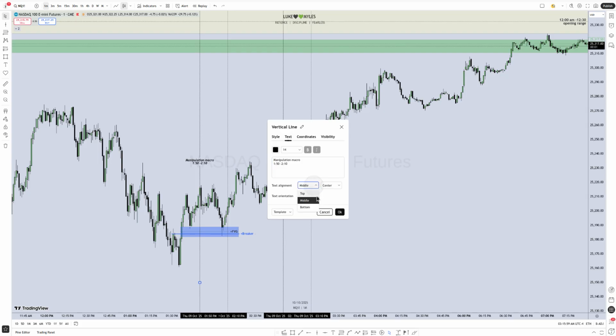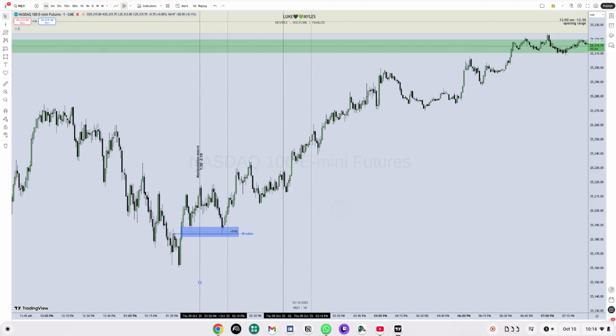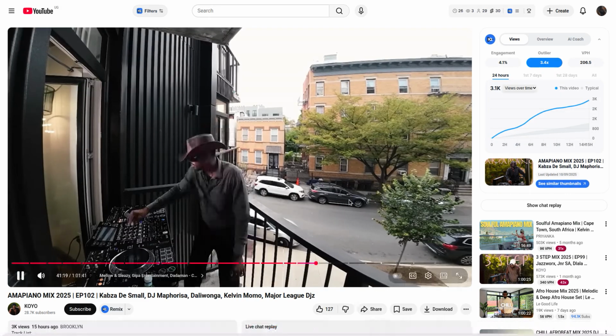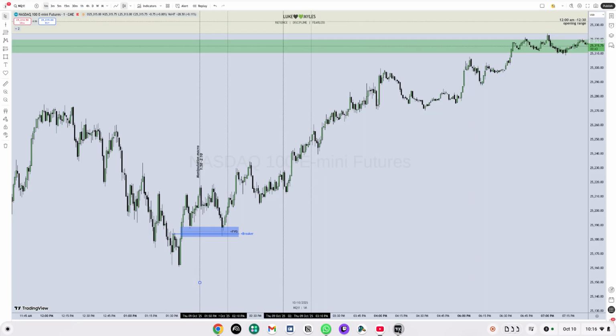Let me fix an image, media center, vertical. What the fuck is that?